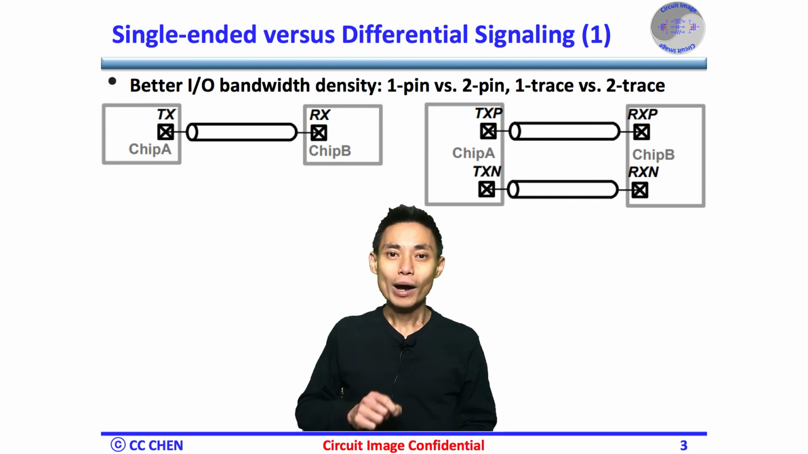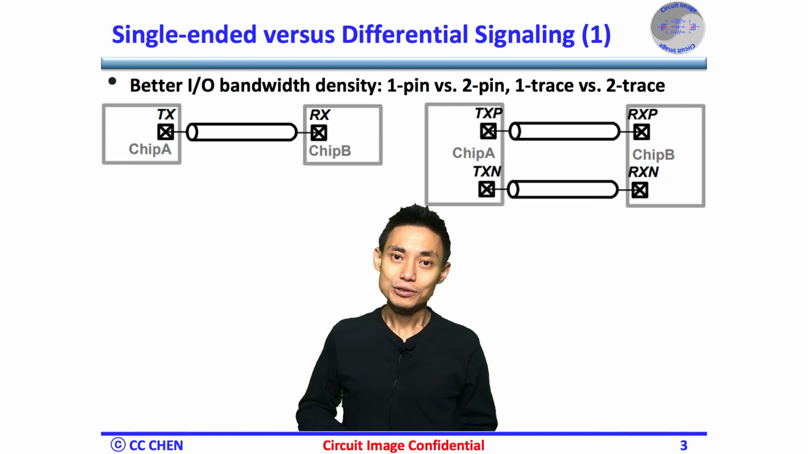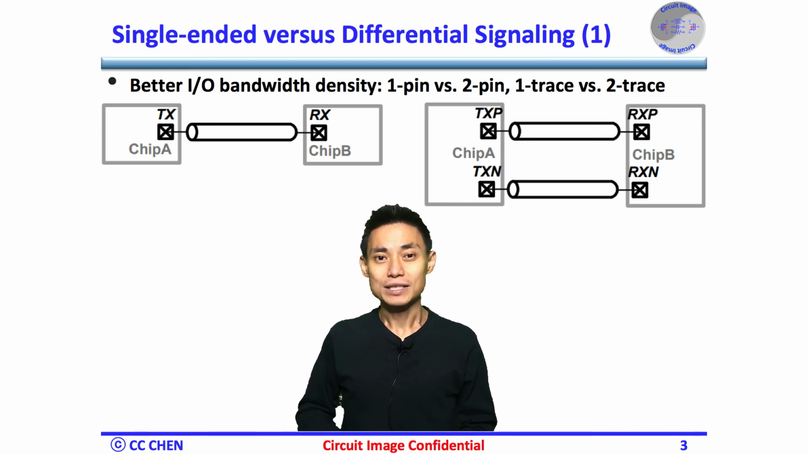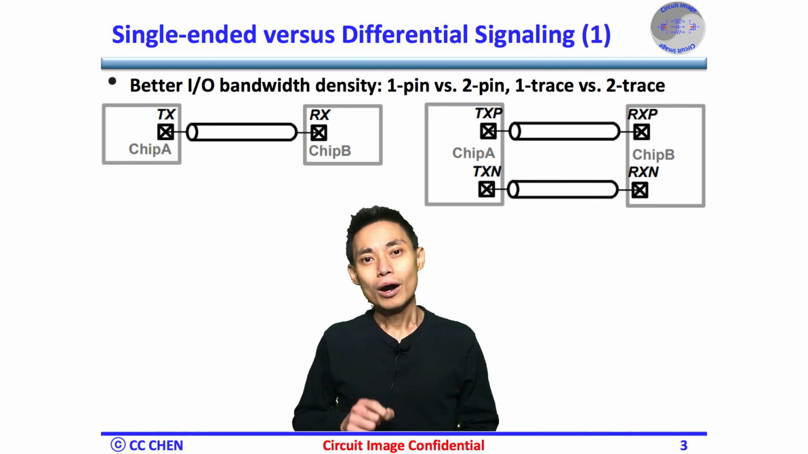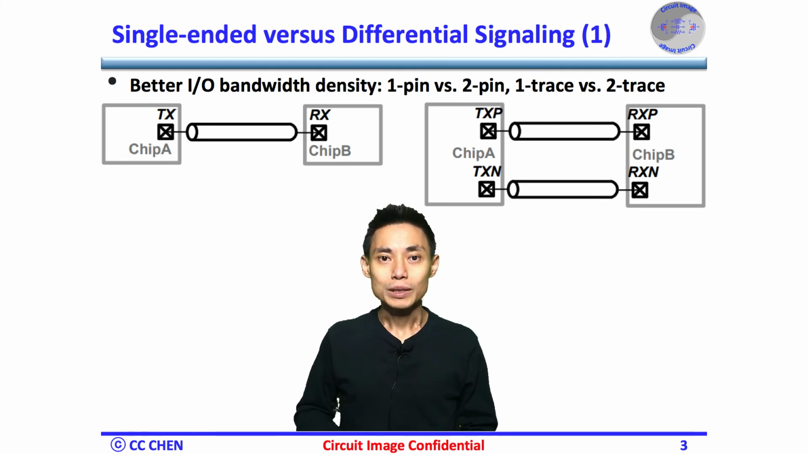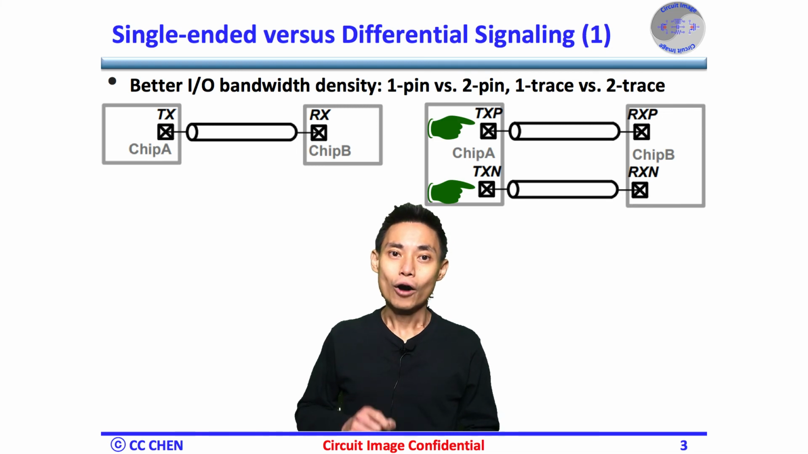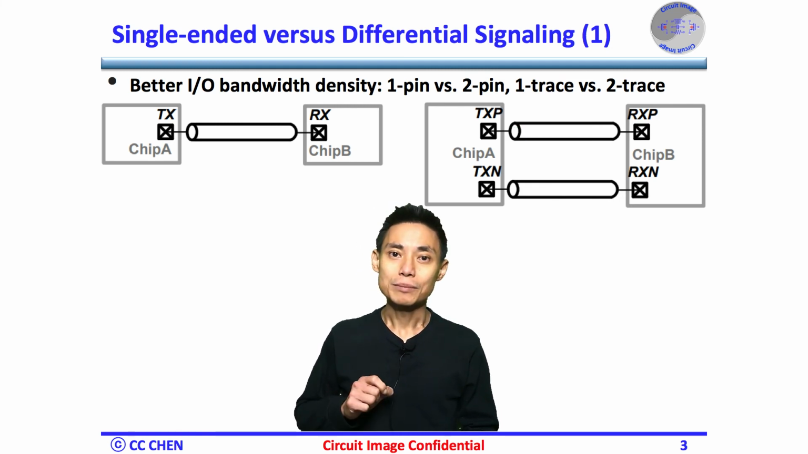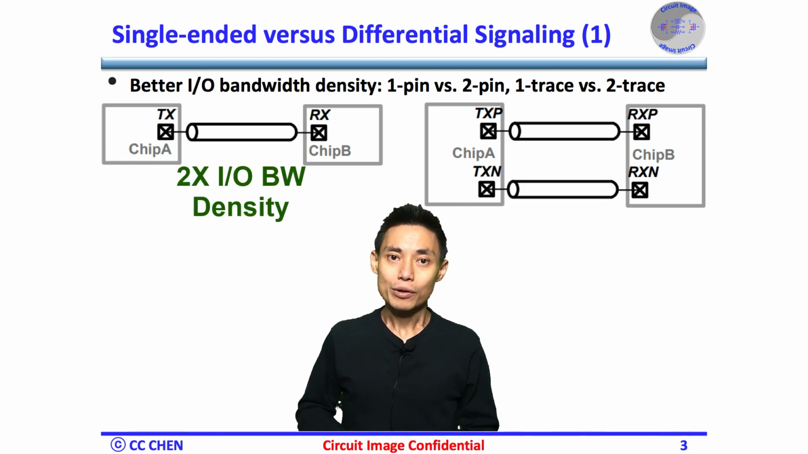Before understanding why, let's look at the difference between single-ended and differential signaling. The first obvious item is the physical difference. For example, on-chip pin count would be 1 versus 2. Off-chip channel number would be 1 versus 2. Therefore, if both single-ended and differential signaling operate at the same data rate, the single-ended has twice the I/O bandwidth density of the differential signaling.